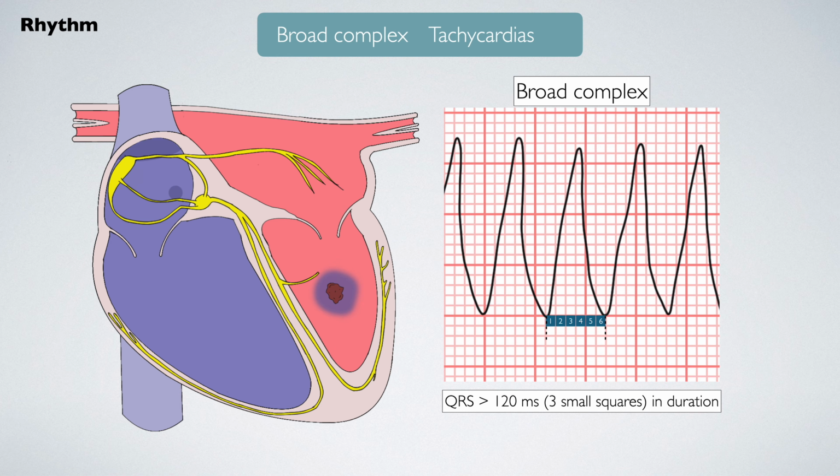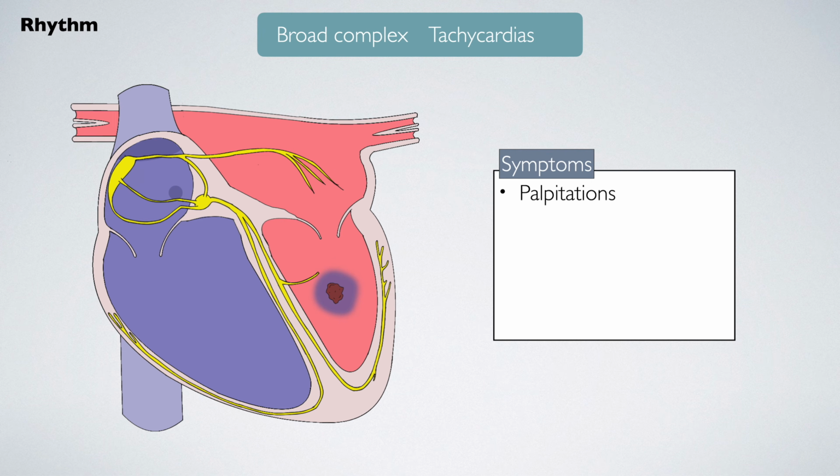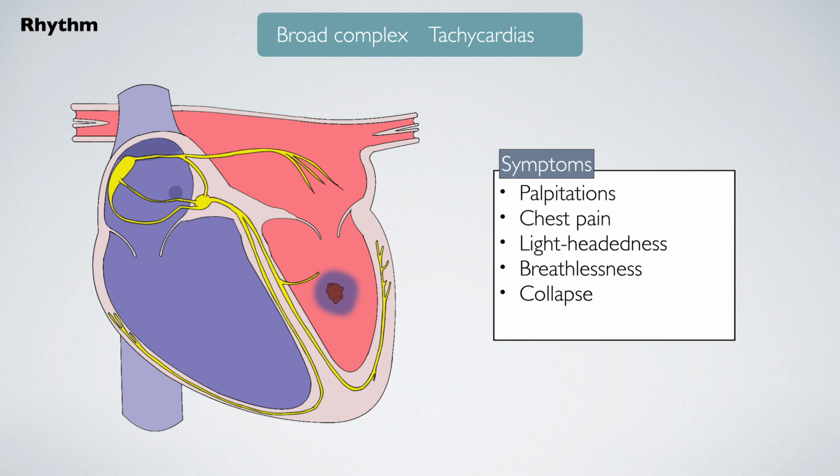The ventricles become less effective as a pump, abruptly reducing cardiac output and leading to symptoms such as palpitations, chest pain, lightheadedness, breathlessness, collapse, and potentially sudden cardiac death. These patients will typically present with acute circulatory collapse and require immediate medical attention.